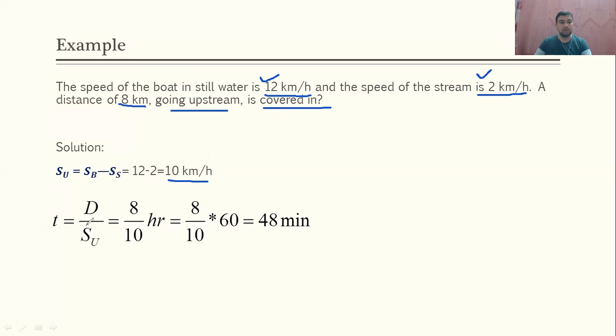So time is equal to distance upon speed. Distance is 8 kilometer divided by 10 kilometer per hour. So 8 by 10 into 60, it will be in minutes. So 1 hour is equal to 60 minutes. That's why I'm multiplying this answer by 60. So you will get 48 minutes. Okay, next.